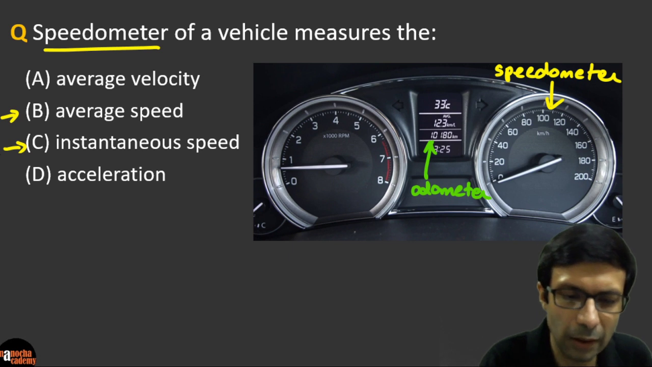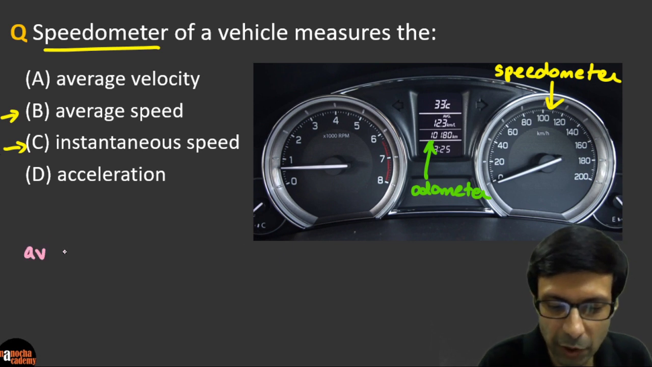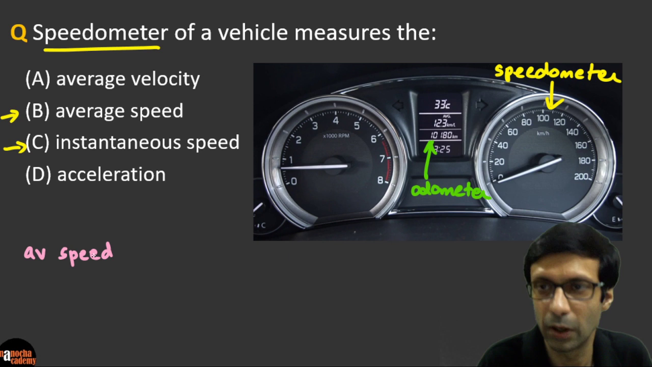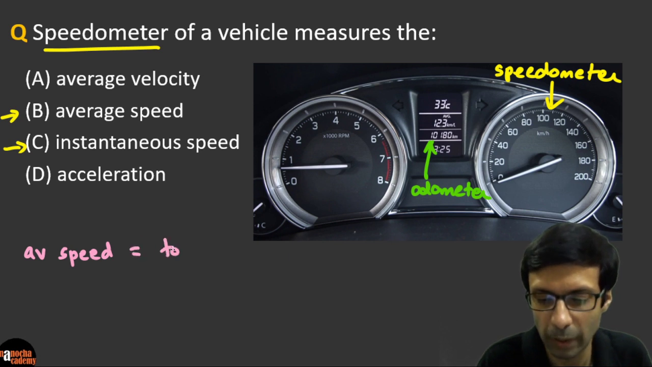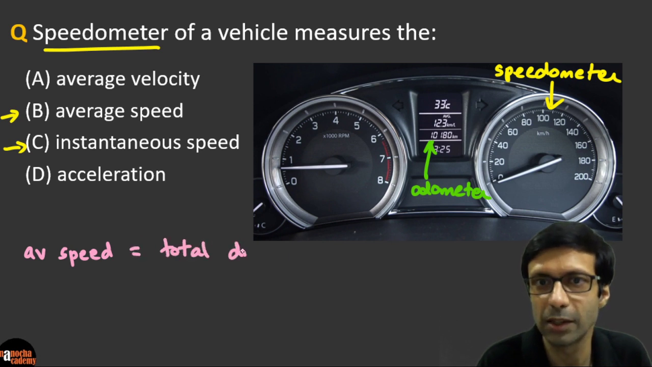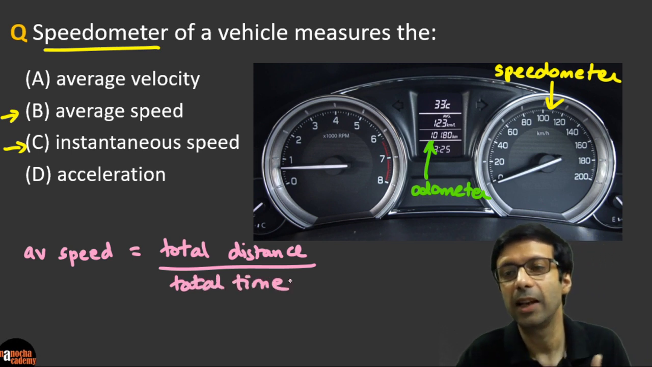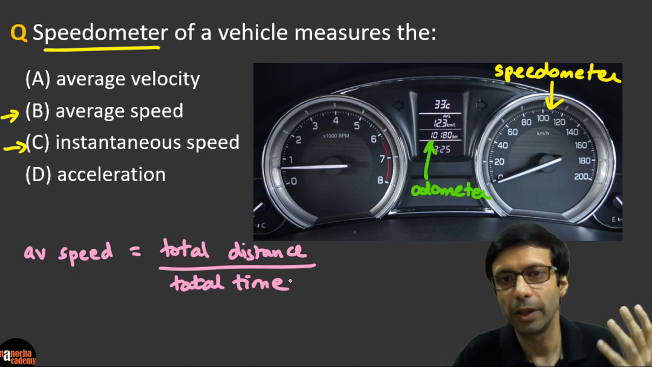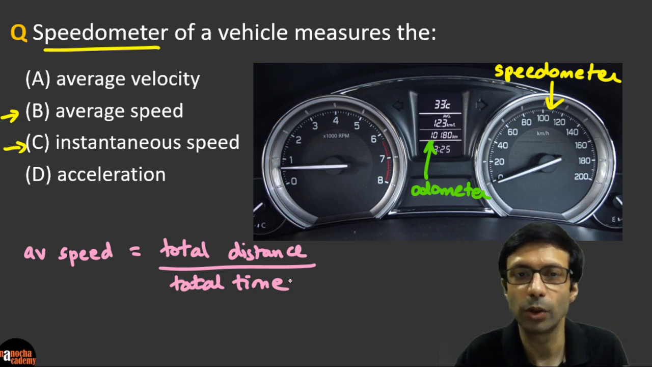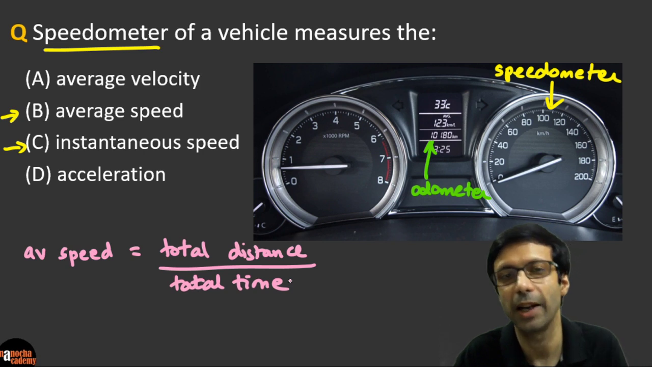Let's clearly understand this concept. Average speed, remember what the formula is? Some of you may know it, or if you don't, the formula is very simple. It's total distance divided by total time. So when a car travels, let's say, a distance of 40 kilometers in 1 hour, the average speed is going to be 40 divided by 1 hour.